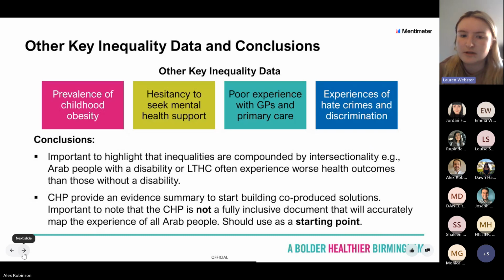So our conclusions from the Arab community health profiles: it's important to highlight that inequalities are often compounded by intersectionality. For example, Arab people with a disability or long-term health condition often experience worse health outcomes than those without a disability. And the community health profiles provide us an evidence summary to start building co-produced solutions. It's important to note that the community health profile is not a fully inclusive document that will accurately map the experience of all Arab people. It should just be used as a starting point. Next slide, please.